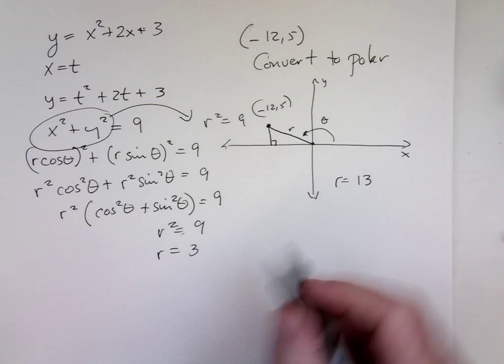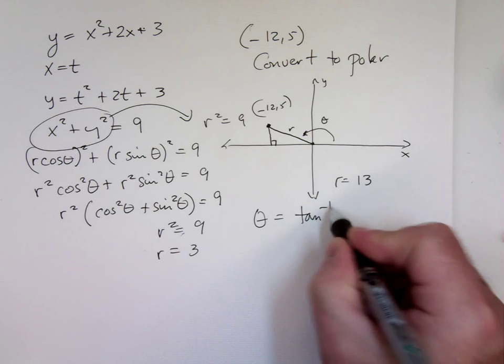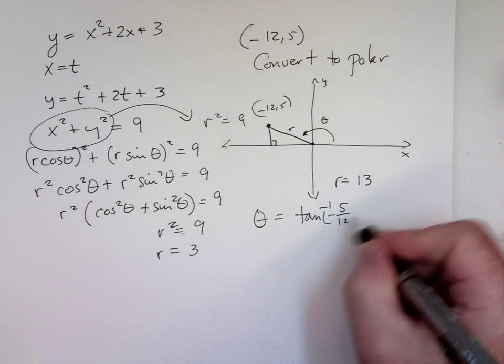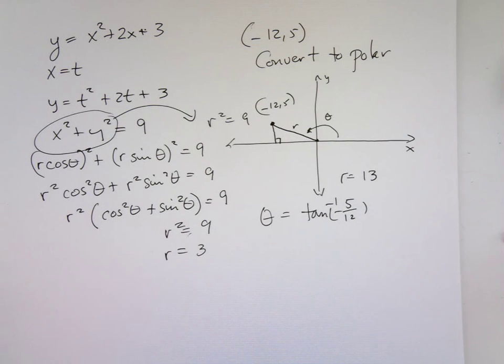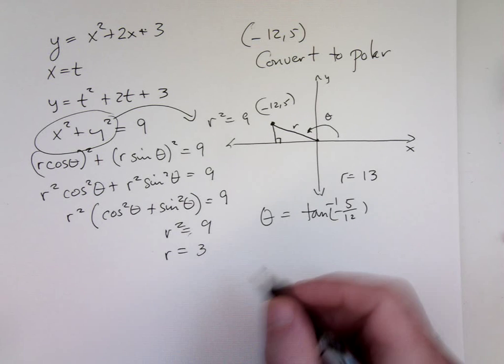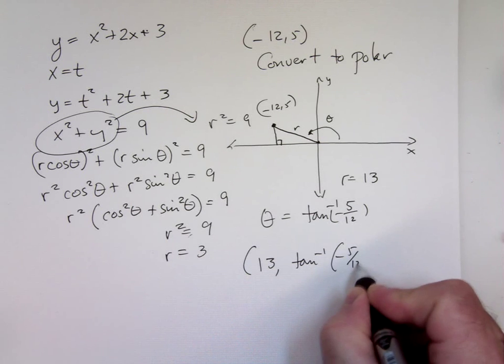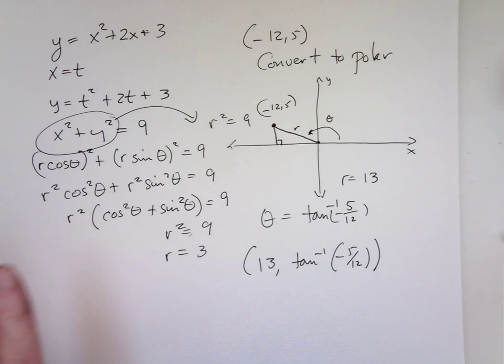What's theta equal to? Theta is the inverse tangent of y over x. Inverse tangent of negative 5/12 is, I don't know, whatever it is. And so to convert it, the answer would be 13 and inverse tangent of negative 5/12, whatever that is. You'd have to do it on a calculator, and WebAssign wants it to like 3 decimal places or some other thing. That's what you do. You just do it on your calculator.